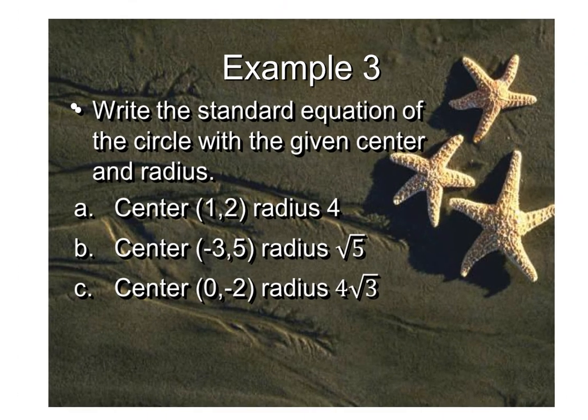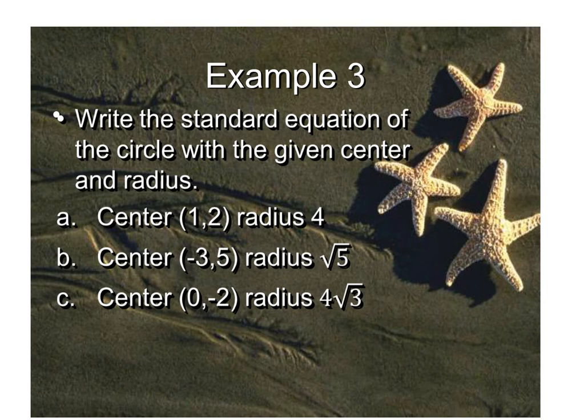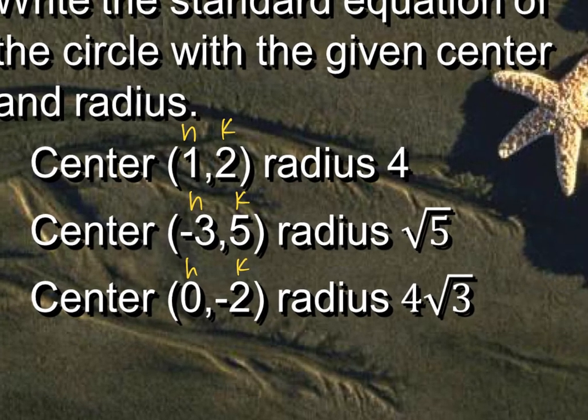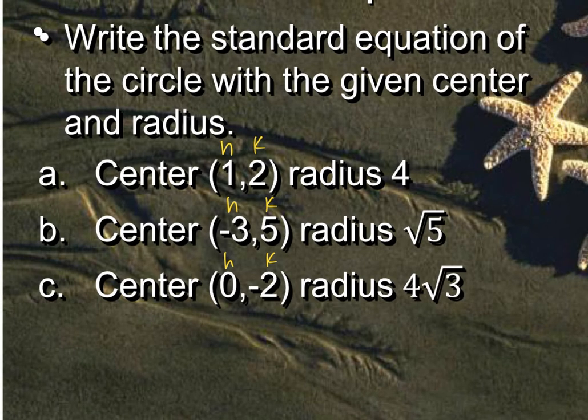Let's see this in action. Write the standard equation of the circle with the given center and radius, okay? So your centers are now not at the origin. Do you see the difference? Yeah. Okay, so go ahead and label h and k for all of your centers. Let's write out the standard formula. It's going to be x minus h squared plus y minus k squared, and then equals your r squared.